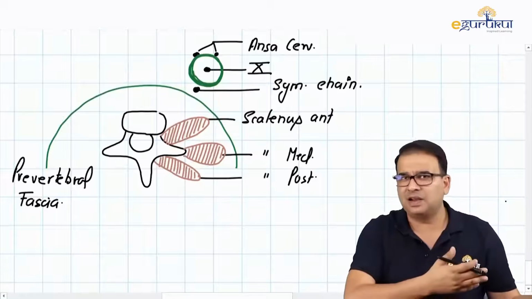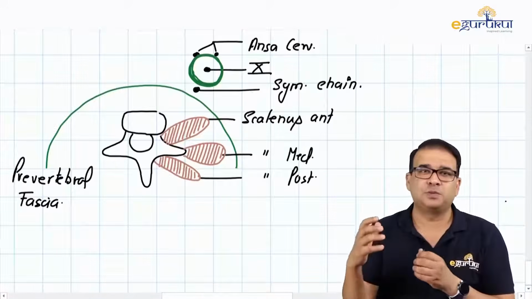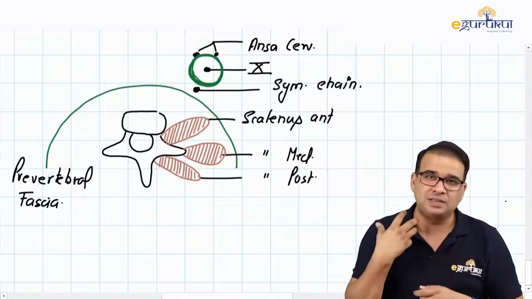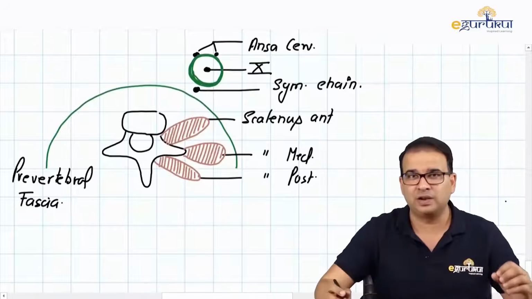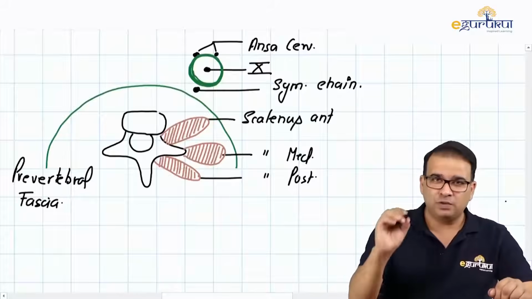In a very recently conducted INICET, they even asked this question about the nerve responsible for paradoxical breathing, in which the phrenic nerve was to be identified again in the section of the neck. So they are very particular about asking the location and identification of the phrenic nerve. If it is a transverse section, where will you find the phrenic nerve?